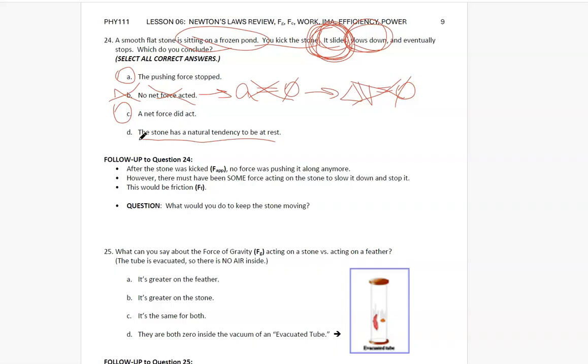So there is no natural tendency for anything to be at rest. If there are no individual forces on the object or no net force on the object, it will stay doing whatever it was doing. That's Newton's first law. If it's at rest, it'll remain at rest. If it was already moving, it'll keep moving, but it's not going to change how it moves. It's not going to speed up or slow down or change direction unless there's a net force on it. So this is also not true. And our follow-up here says after the stone was kicked, that's an applied force.